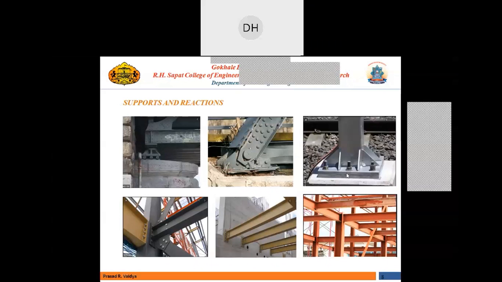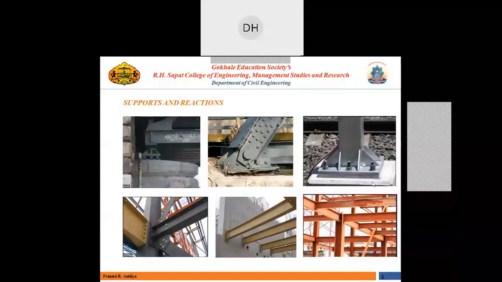Then you have got the fixed connection. Now the difference is, you can see here there are stiffeners placed, and then there is bolting. So the moment is transferred to the foundation. Moment is transferred from column to the foundation. So this will behave like a fixed connection.